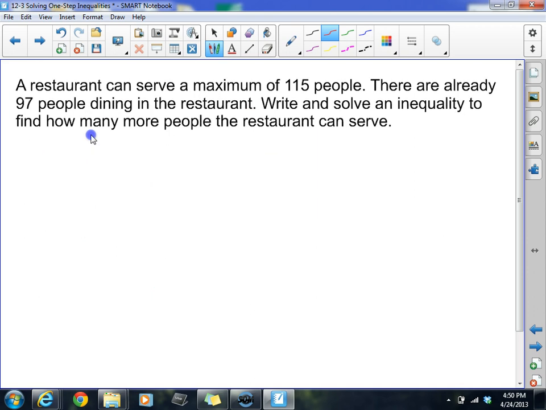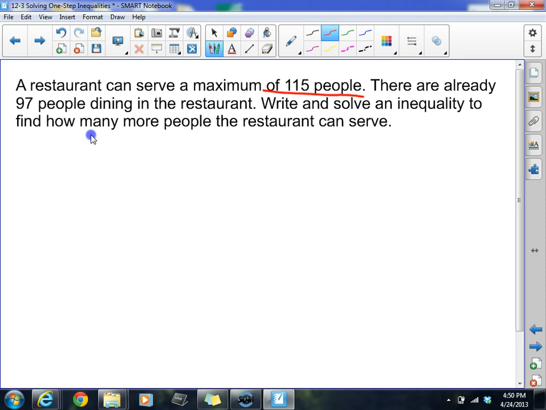Let's do one more, and then I'll wrap it up. Now this one: a restaurant can serve a maximum of 115 people. There are already 97 people dining in the restaurant. Write and solve an inequality to find how many more people the restaurant can serve. So it can serve a maximum of 115. It can serve 114, 113, 112. It cannot serve 116, 117, 118. It can't do that. That's illegal.